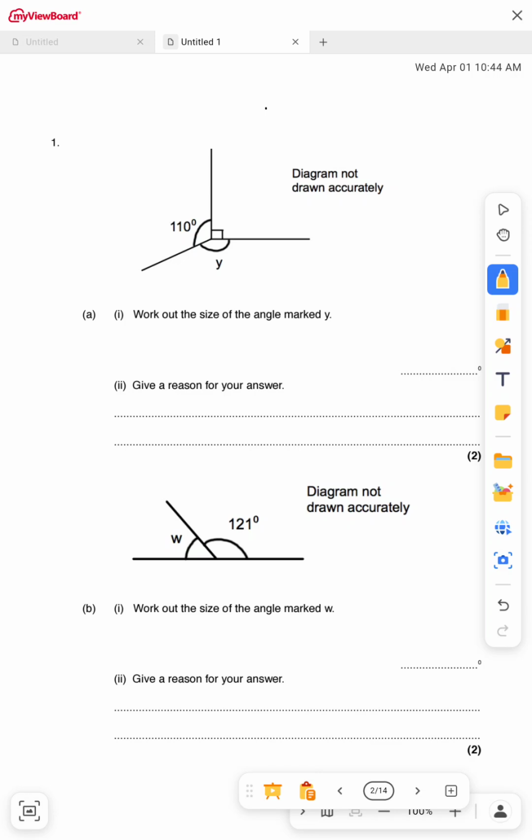In this video, we are going to discuss certain angle questions and the diagrams are not drawn to scale. Okay, question number 1, part A. Work out the size of the angle marked Y. We have to find the size of the angle which is marked Y.